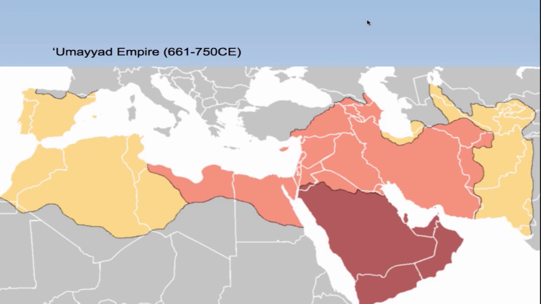The Umayyad Empire, these are the maximum extents. As you can see, it's huge. This is the period after the rightly guided caliphs, when the Islamic world was fairly well militarily united, and it quickly conquered Byzantine holdings in the Near East, the Persian Empire, much of North Africa, all the way up to Spain.